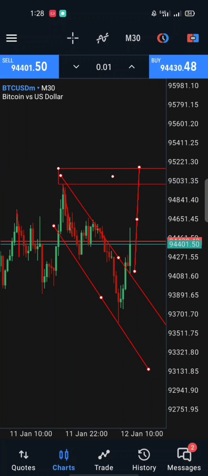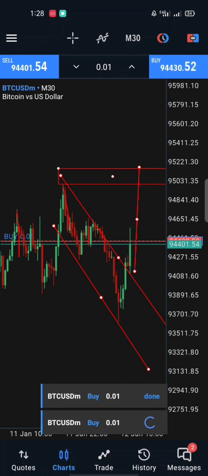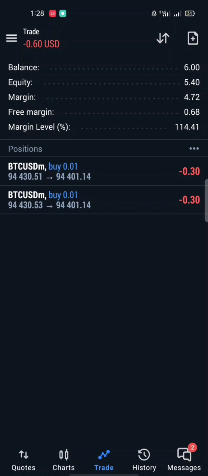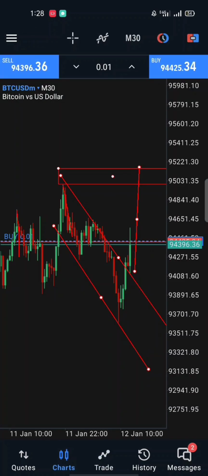So currently, let's enter our buy at this point. We enter our buy, and let's flip the account to a mighty height. Let's take the account to something very massive. Let's see the market buy further and give us huge profit at this point.